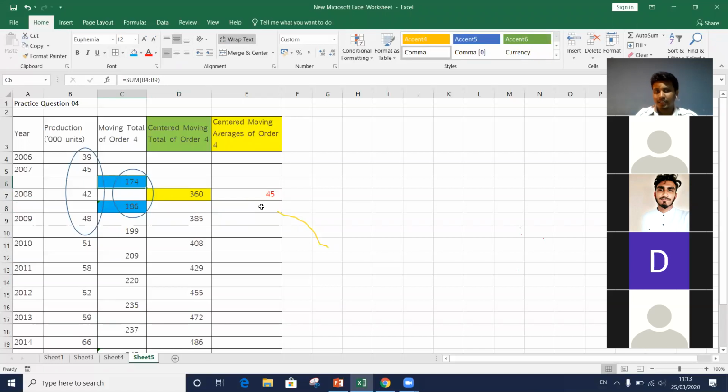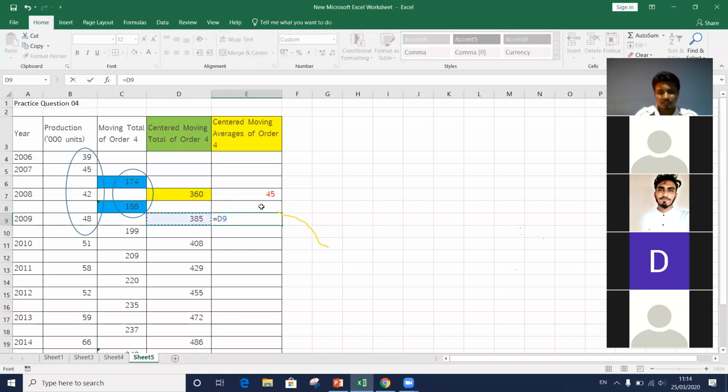174 කෙනාගේ ඇතුලේ 4 දෙනෙක් ඉන්නවා. 186 කෙනෙක් එක්කෙනාගේ ඇතුලේ 4 දෙනෙක් ඉන්නවා. එහෙනම් 360 කියලා කියන්නේ මේ දෙකේ එකතුව නම් එයාගේ ඇතුලේ කී දෙනෙක් එකතුව තියෙනවද? 8 දෙනෙක් එකතුව තියෙනවා. So if we need to take the centered moving average, we need to divide this figure by 8. That is how we can generate the average here. Clear? 360 කියලා කියන්නේ elements 8ක එකතුවක්. එහෙනම් එයා බෙදෙන්න ඕන 8.